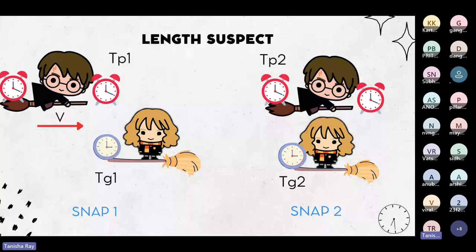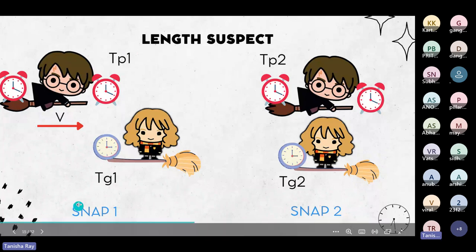Now, if you are trying to measure length, we have to first decide whose length we are going to measure. So in this particular case, we are going to measure the length of Harry's broomstick. And here we again have Miss Granger standing on her broomstick and Mr. Potter traveling with a velocity V towards her. Now he is carrying two light clocks. First, to record the time of the event when the front of his broom comes in line with the front of Granger's broom. This time he records as TP1, and Granger also records this as TG1.